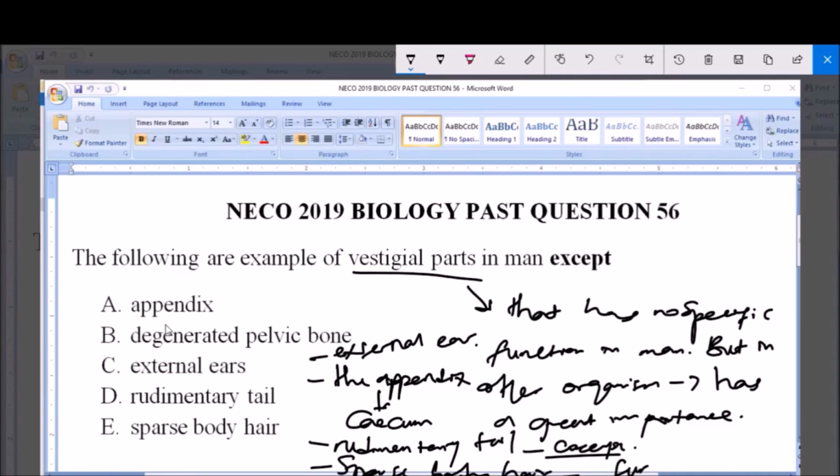Now, looking at the options, option A says appendix, which is part of the vestigial parts. Option C says external ears, which is part. Rudimentary tail is part, and sparse body hair is part. But the only option here that is not an example of a vestigial part in man is option B, degenerated pelvic bone. It is not a vestigial part in man, and that is the answer to this question.